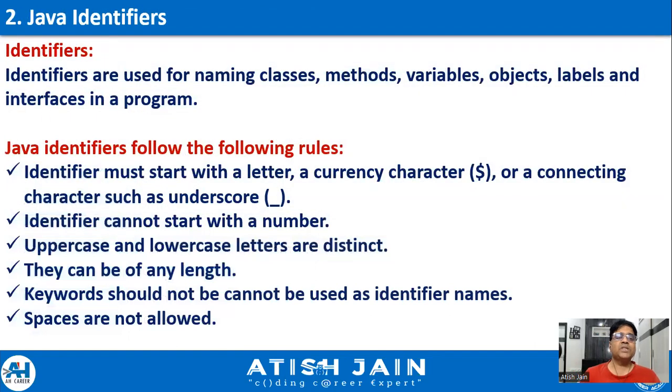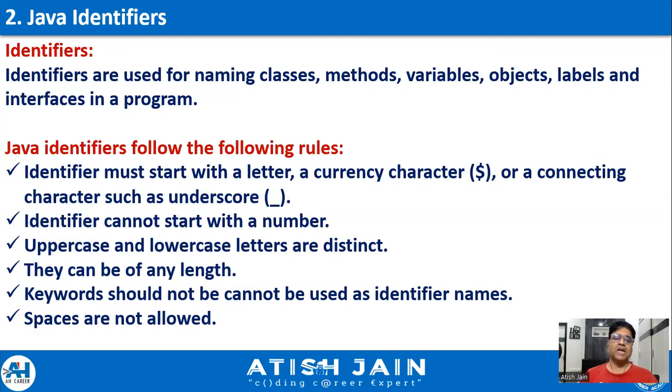And next one is identifier. Identifiers are nothing but the names of classes, methods, variables, objects, labels, and interfaces. Any named entity of your program is known as an identifier. And identifiers have some rules. The rules are they must start with a letter only, or they may start with a currency character, the dollar symbol, or a connecting character, the underscore.